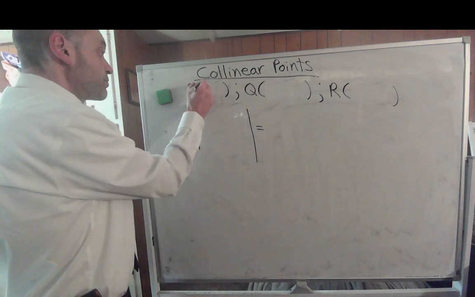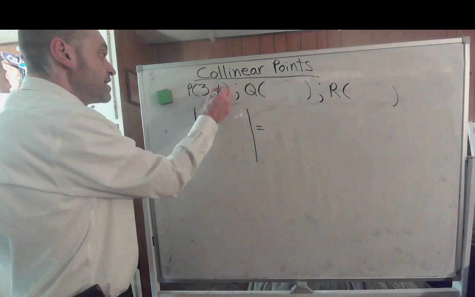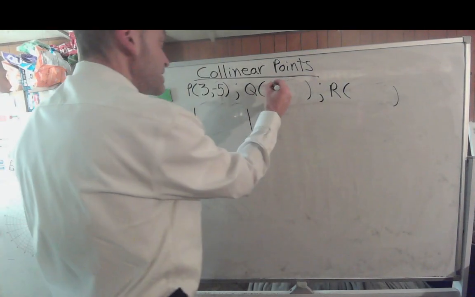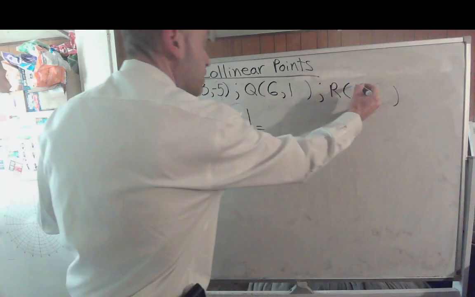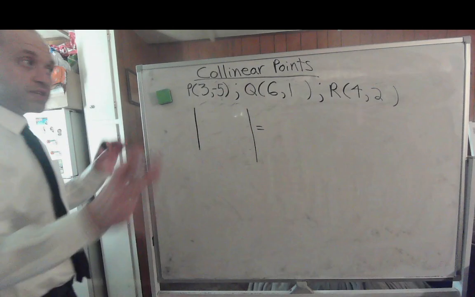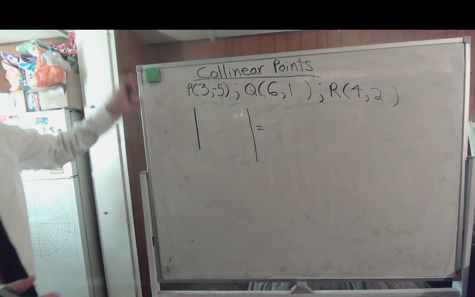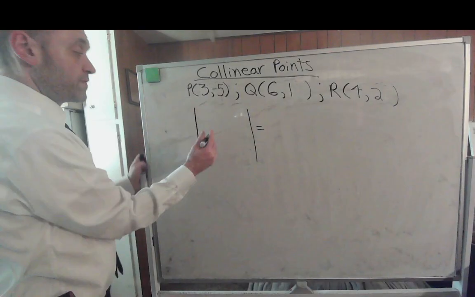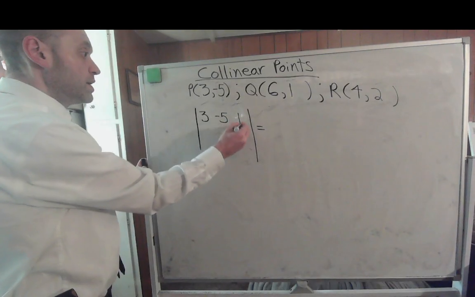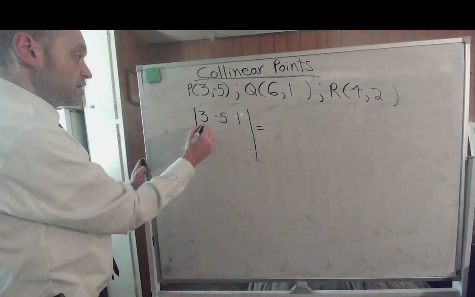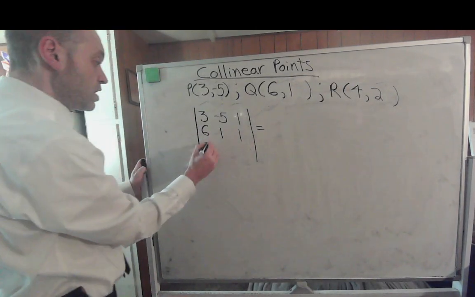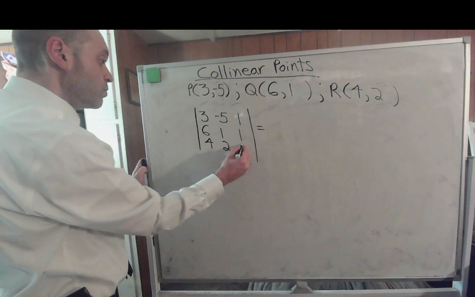We got 3, -5 for point P, 6, 1 for Q, 4, 2 for R. The big question is, are these 3 points collinear? Well, let's set up our determinant. First row is point P, so 3, negative 5, 1. Second row, point Q, so 6, 1, 1. Third row, point R, 4, 2, 1.